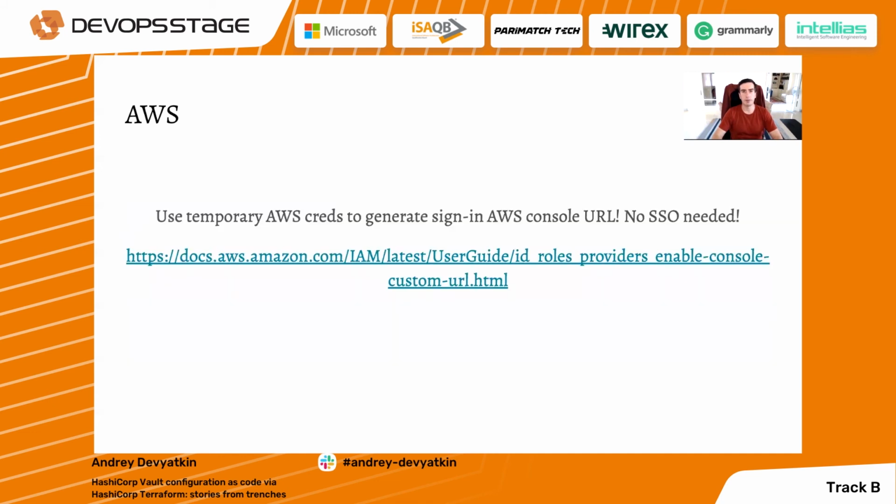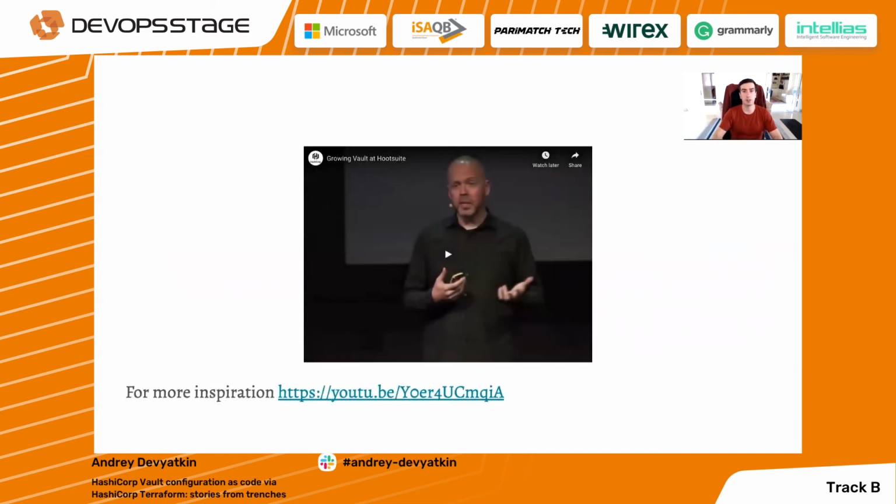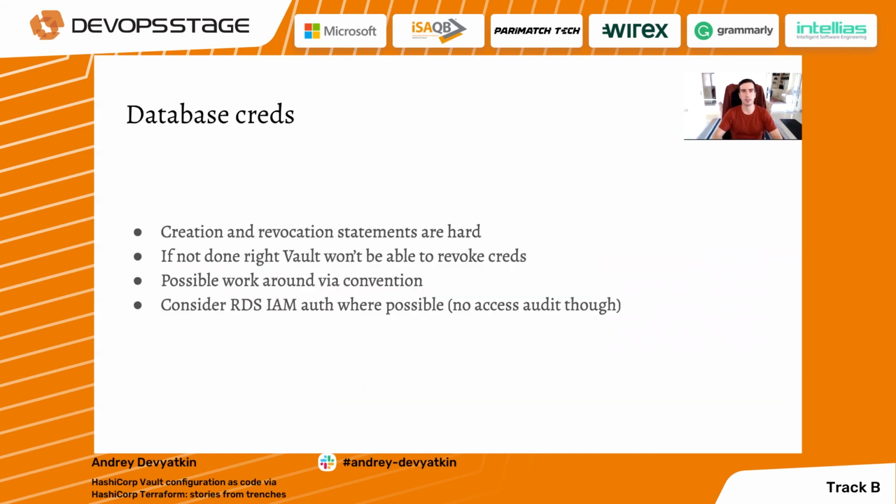You could use temporary credentials to generate a sign-in into AWS console URL, and this way you don't need SSO at all for AWS, and configuring SSO for AWS is a pain in the back. So check out this link. You might want to write a little bit of automation, as described in this talk, which I highly recommend. This one is from HashiCorp 2019, and here they share a lot of small tooling they built around Vault, and you could use that for inspiration. I highly recommend this presentation.